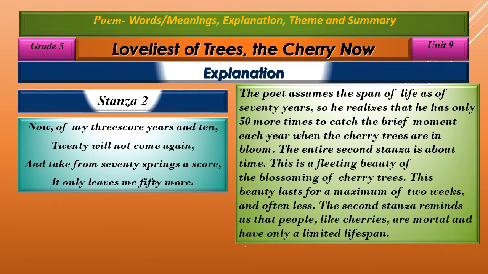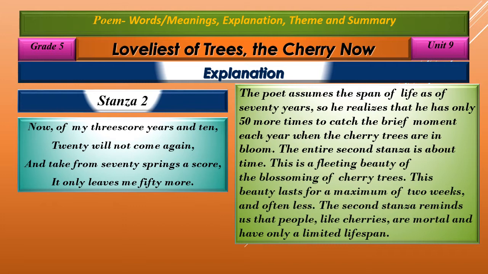Stanza 2. Now of my threescore years and ten, twenty will not come again, and take from seventy springs a score, it only leaves me fifty more. In the second stanza, the poet assumes the span of life as 70 years. So he realizes that he has only 50 more times to catch the brief moment each year when the cherry trees are in full bloom.